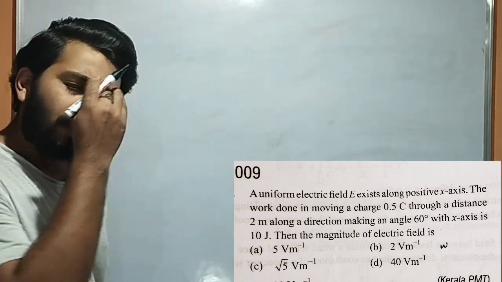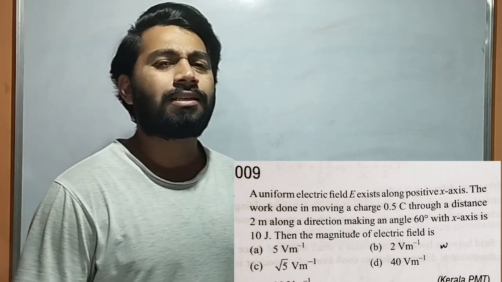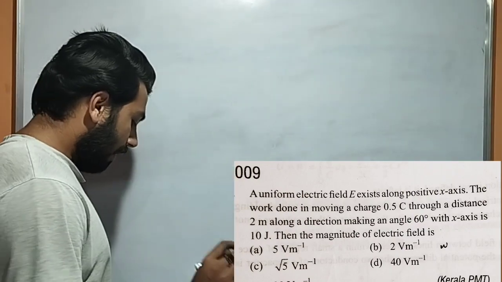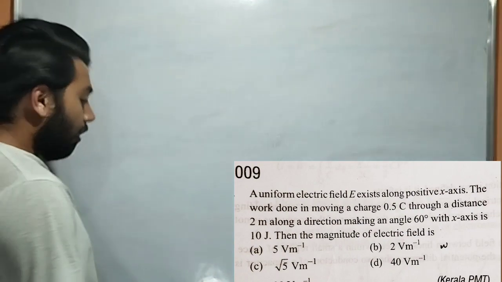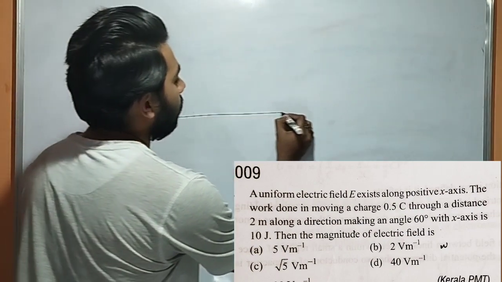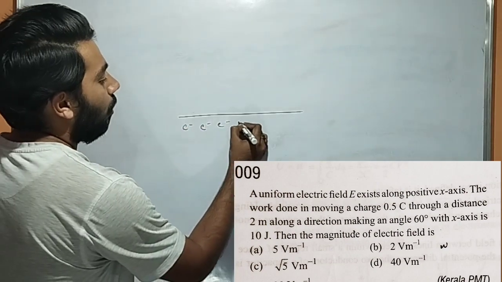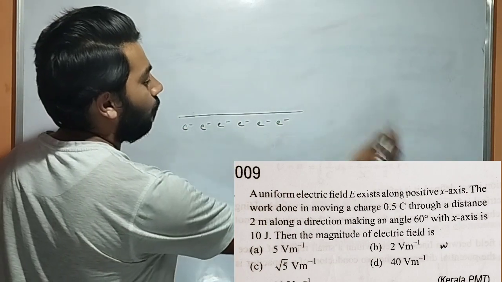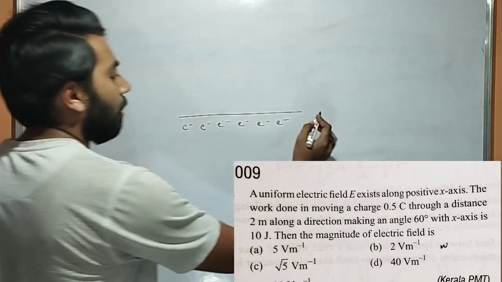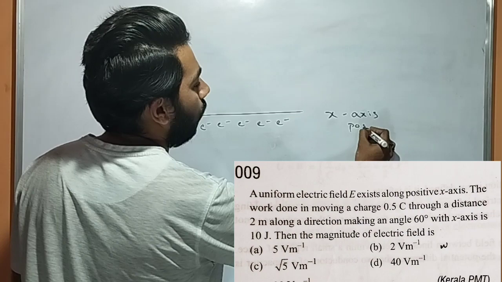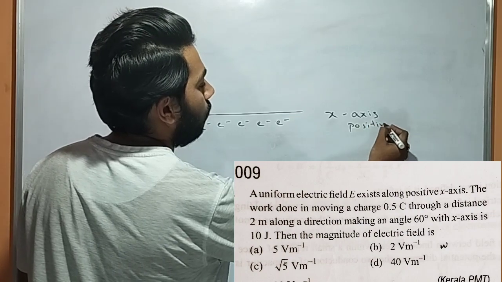So what have they said in this question? They have said simple things. First of all, they have said there is a uniform electric field along the positive x-axis. Positive x-axis. Okay. This is what they have said.